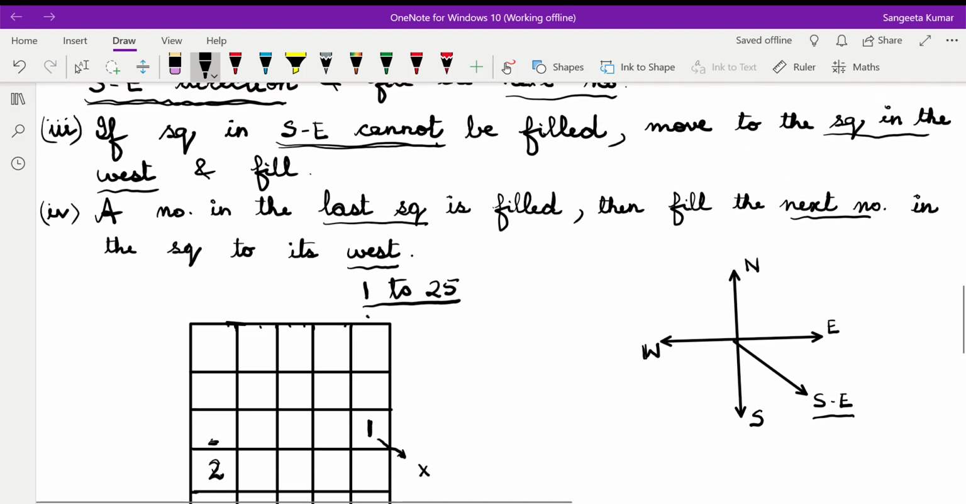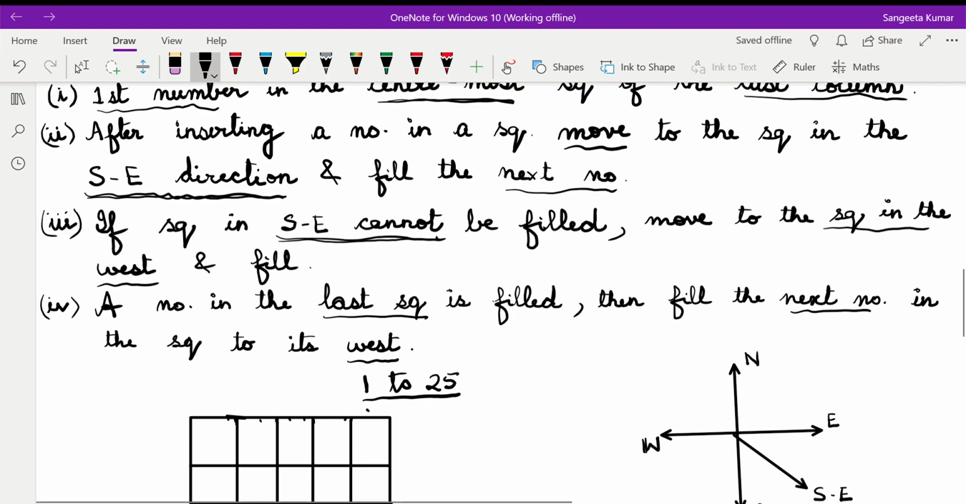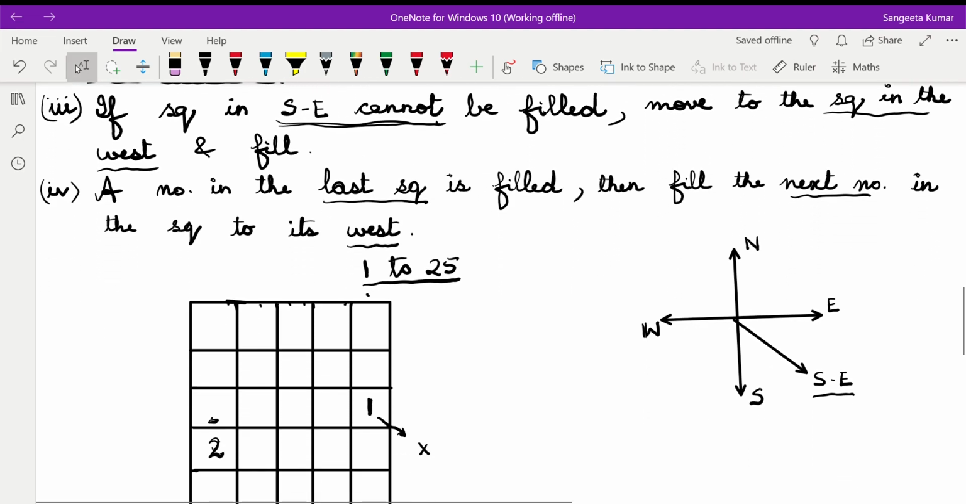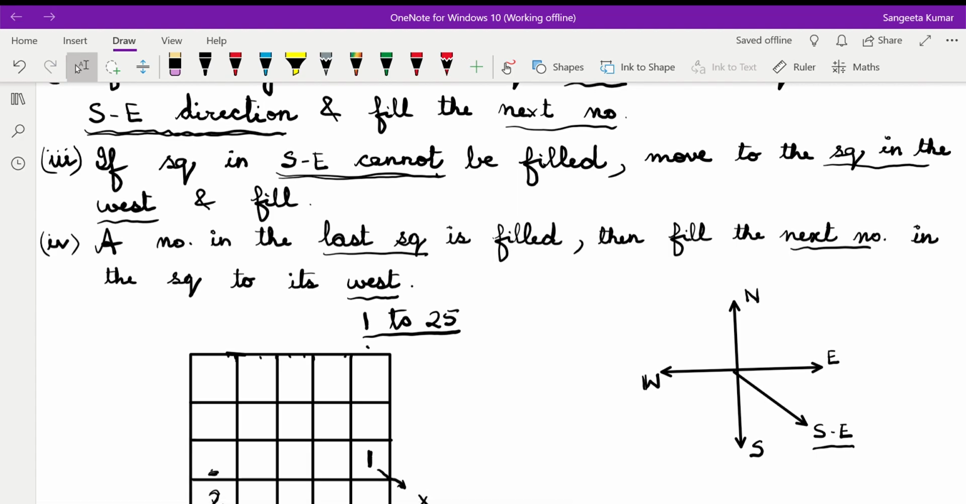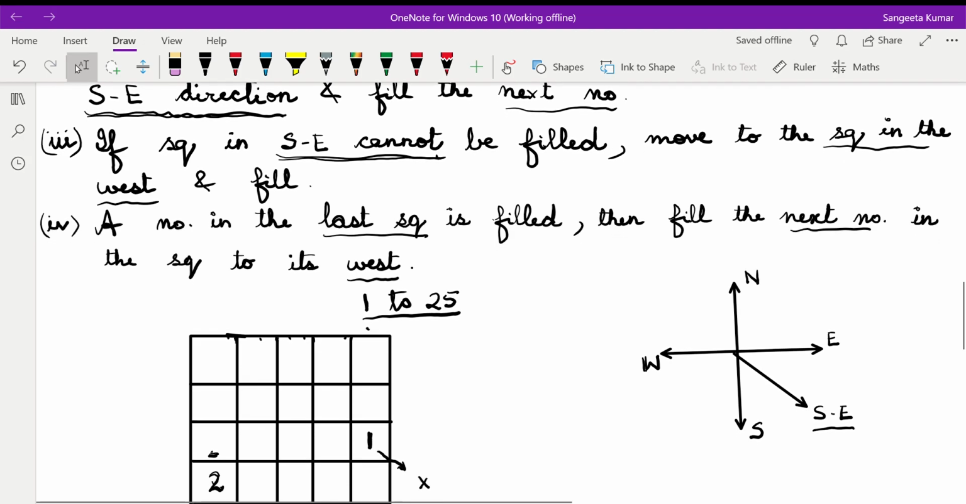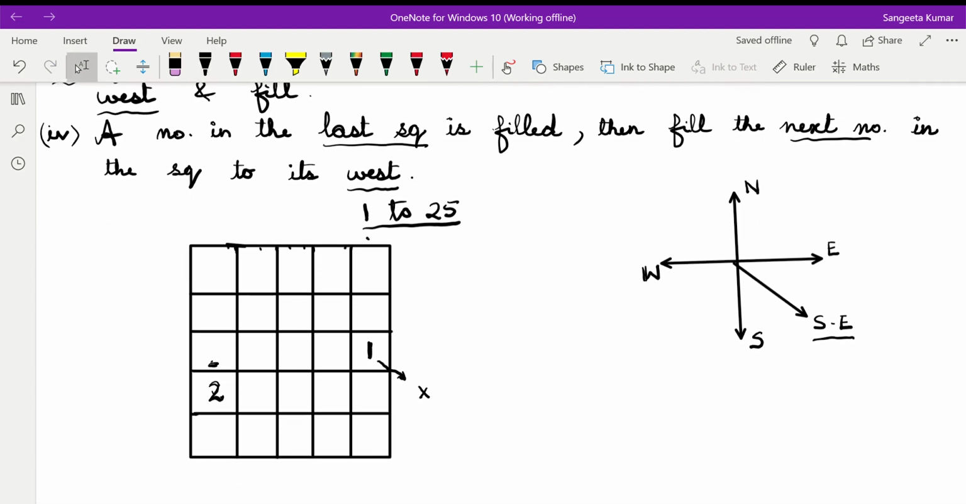That is what is written. South is fill the next number. Move in the south, fill the next number. Since we cannot fill it here, what we do is fill in the square to its west. If southeast cannot be filled, move to the square in the west and fill. So this rule we have applied here. Since here in the southeast it cannot be filled, we move to this west, exactly opposite.